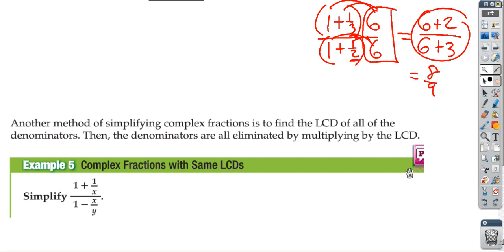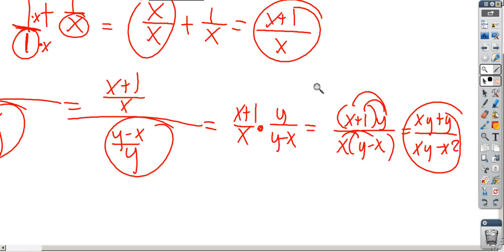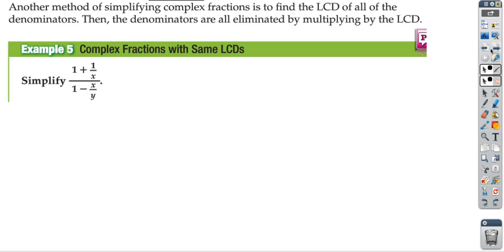So what we're doing, this problem right here is the exact same as the problem we did on the previous page. The only difference is we'll try using a different method. Again, we already know that the correct answer is this one right here, xy plus y over xy minus x squared. You can use that method if it's easier for you. I just want to show you another one. So what's the common denominator for x and y? It would just be xy. Just like the common denominator for 2 and 3 was 2 times 3. The common denominator for x and y would be x times y, or xy.